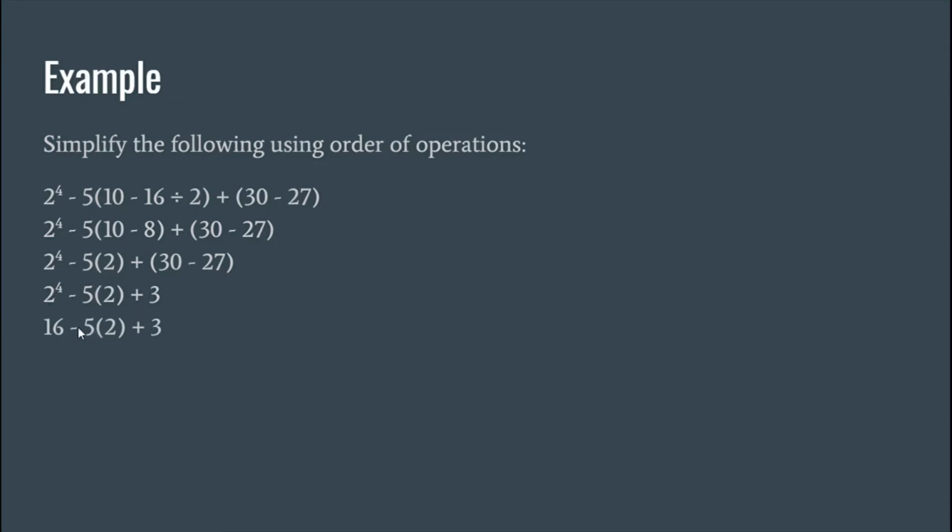Now here I got subtraction, multiplication, and addition. Multiplication takes precedence over addition and subtraction, so we do this first. That'll simplify to 10. Now we have subtraction and addition, and remember, that's at the same level, so we can do this all at once. 16 minus 10 is 6, plus 3 is 9. And that is the basics for order of operations.